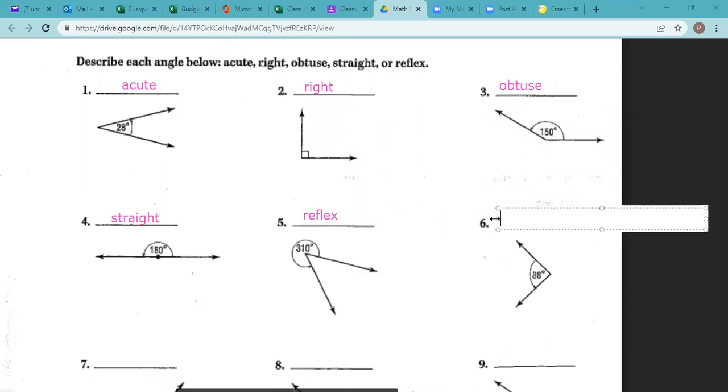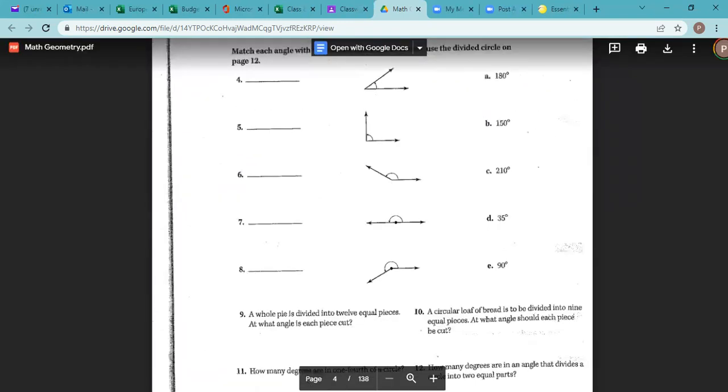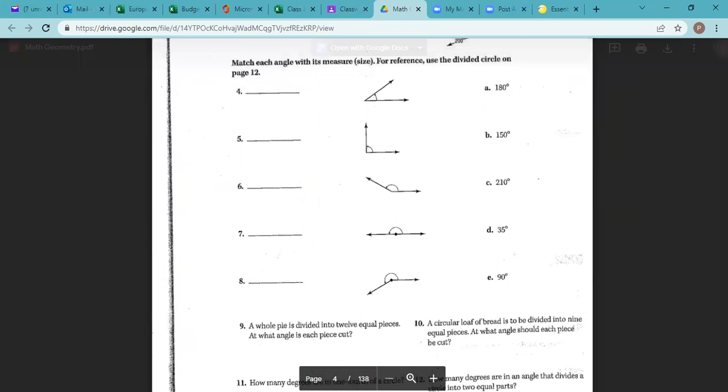And then lastly, 88 degrees. This is actually an acute angle. An acute angle is more than 0 degrees, but it's less than 90 degrees. So that makes it such a cute little angle. All right, so the rest of this page right here, you can do on your own. It's really easy. And now that we know the 5 types of angles, I would say definitely go back at this point right now and finish 4 through 8.